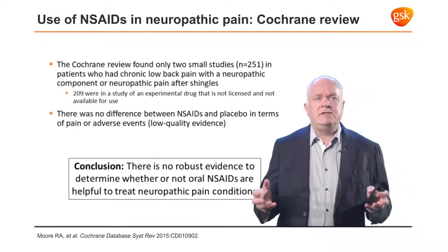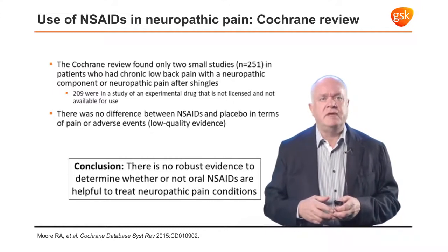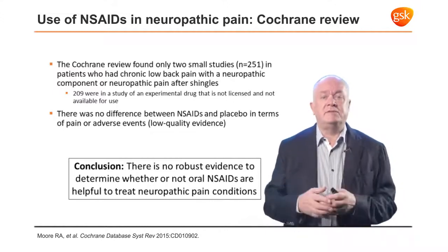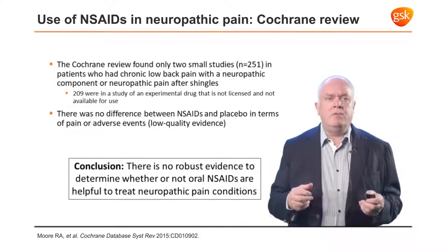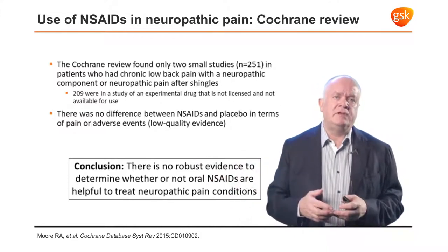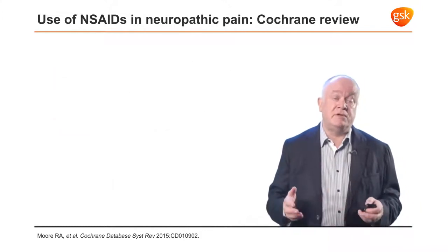Indeed, a 2015 Cochrane review by Professor Andrew Moore from Oxford examined the clinical effectiveness of NSAIDs in neuropathic pain. While more evidence would be welcome, they concluded that there is no robust evidence to support their use for the treatment of neuropathic pain.